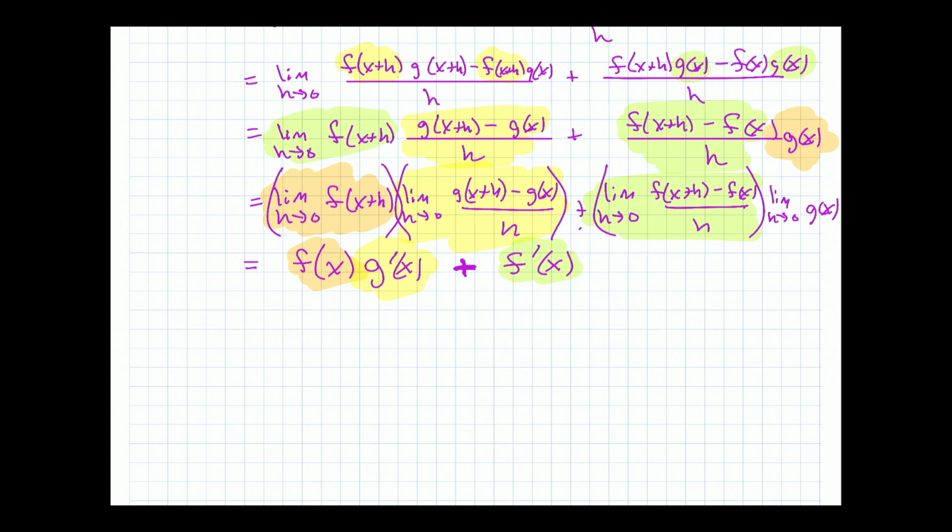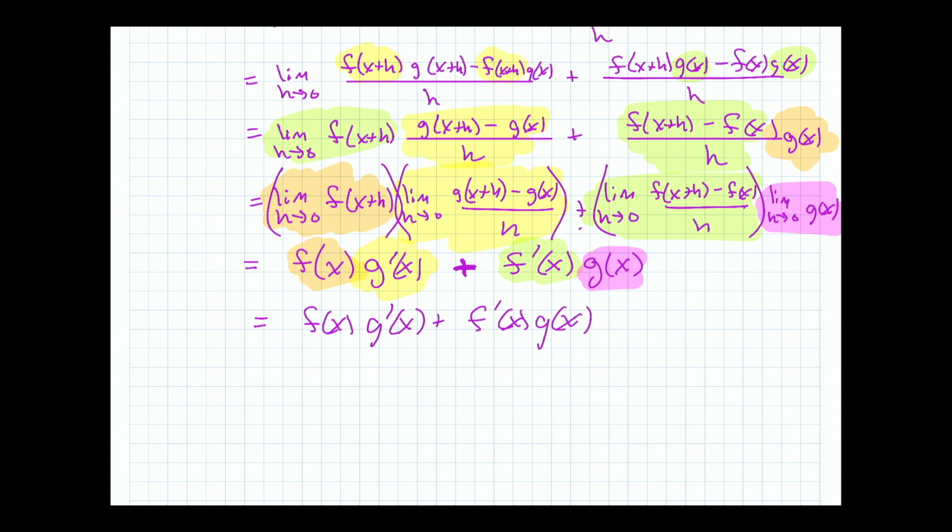And then finally, I'll use a different color here. You have the limit as h goes to 0 of g of x, but there is no h, so that's just g of x. Okay? And there you go. So we've got f of x, g prime, plus f prime of x, g of x.